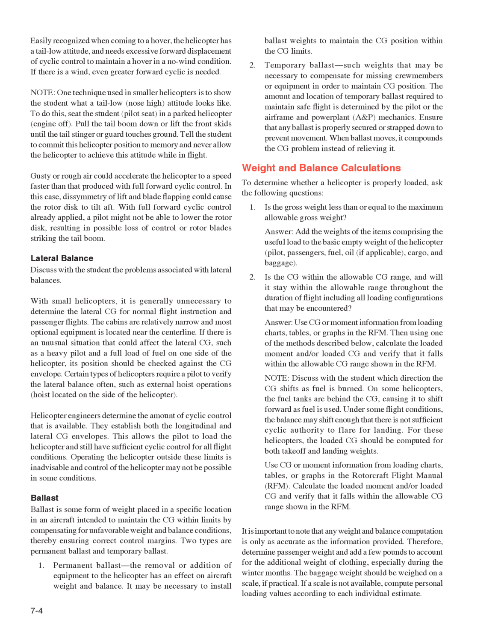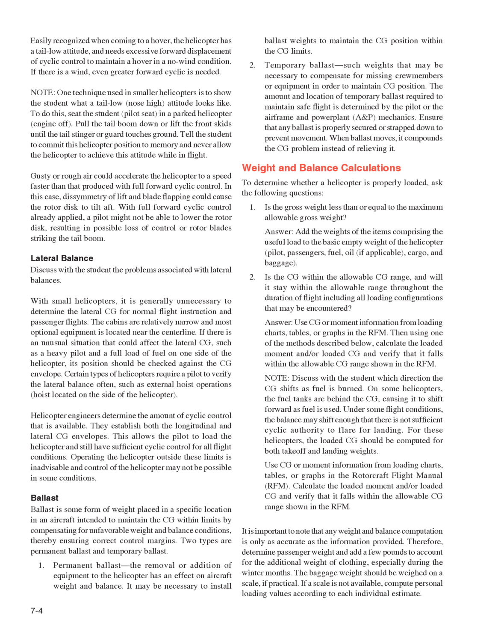Ballast. Ballast is some form of weight placed in a specific location in an aircraft, intended to maintain the CG within limits by compensating for unfavorable weight and balance conditions, thereby ensuring correct control margins. Two types are permanent ballast and temporary ballast. 1. Permanent ballast. The removal or addition of equipment to the helicopter has an effect on aircraft weight and balance. It may be necessary to install ballast weights to maintain the CG position within the CG limits.